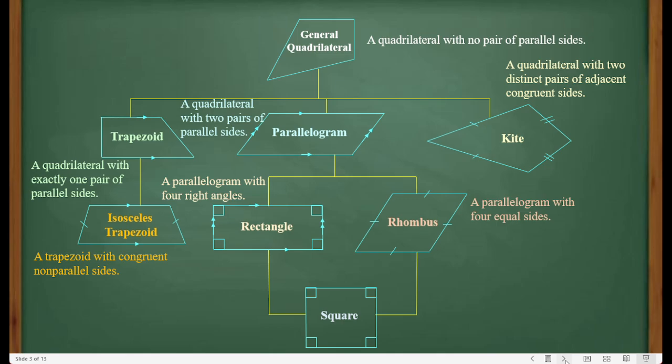As indicated by four small squares at the corners and at the same time with identical slash marks from those four sides. So this is a square, a parallelogram with four right angles and four equal sides.